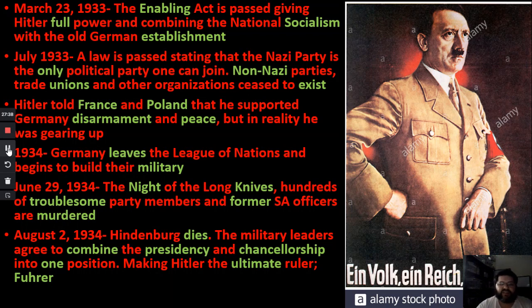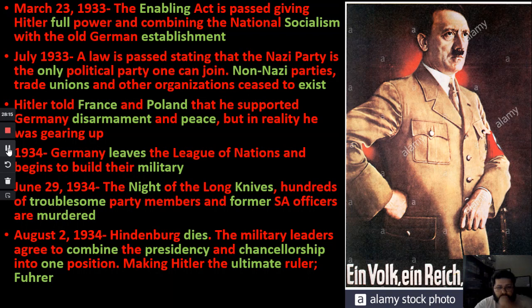"Yeah, I'm a non-Nazi." So then, in July 1933, they pass a law stating that the Nazi Party is the only political party. You cannot be a non-Nazi. So non-Nazi parties, trade unions, any other organization doesn't exist. It's all Nazis. Everyone's a Nazi. And if you didn't proclaim to be a Nazi, you weren't getting any government help at all for anything. People were basically forced to be Nazis.